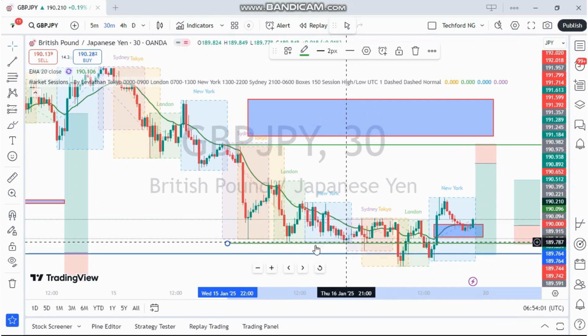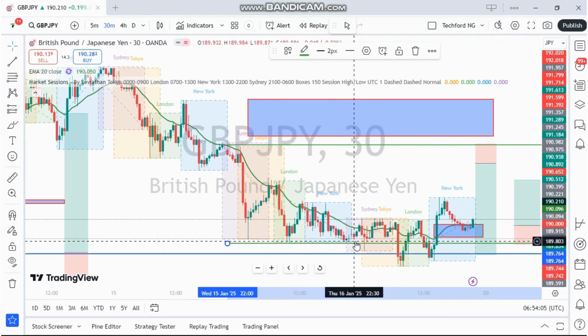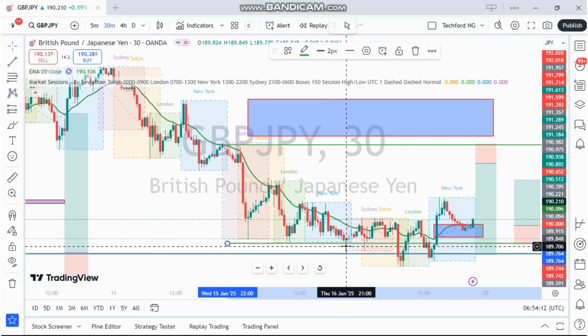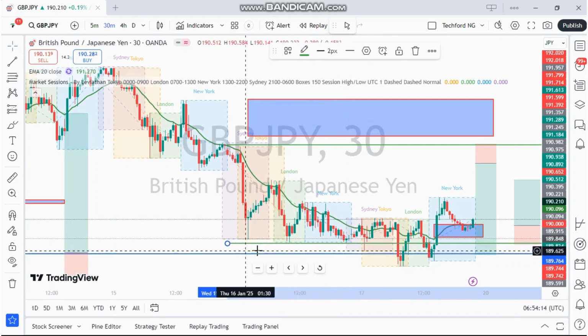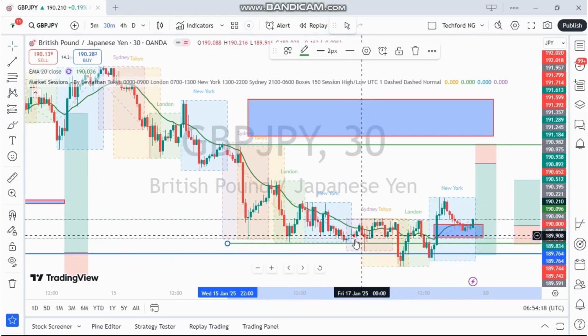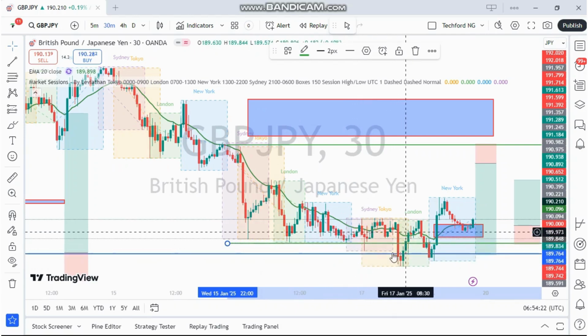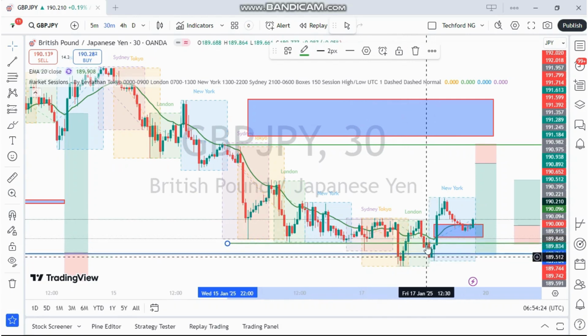But from this point, this is a fail to break liquidity. So I can wait for market to sweep all this liquidity here. Market swept it at this point. Market also swept it at this point. At this point here, market also swept it.